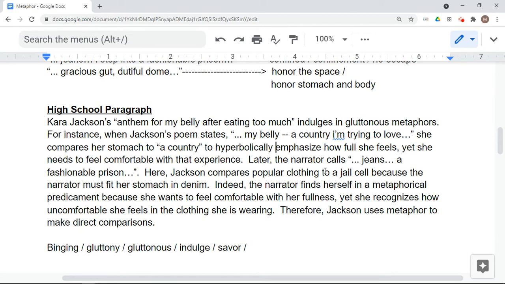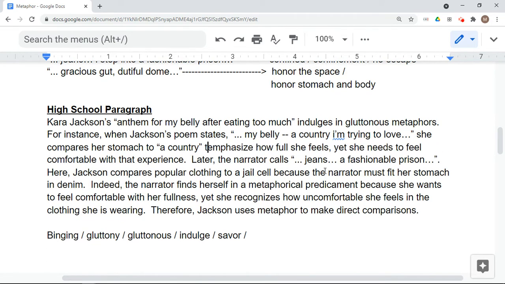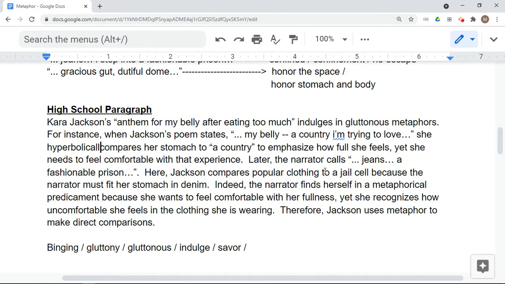Oh, but those of you who say you can't have an adverb between the infinitive and the verb, for those of you who hate that, I'll keep the infinitive with the verb. To emphasize how full she feels, she hyperbolically compares. Ooh, I'm going to use it over here. So adverb with the verb: hyperbolically compares her stomach to a country to emphasize how full she feels, yet she needs to feel comfortable with that experience.